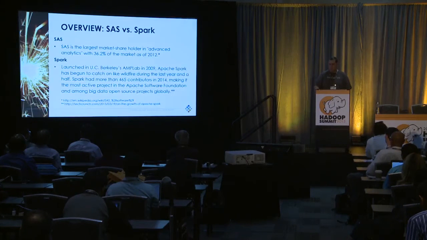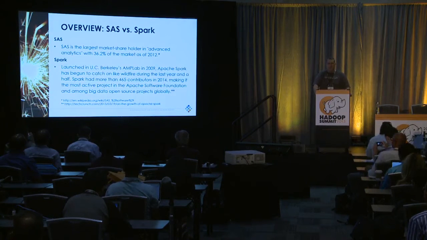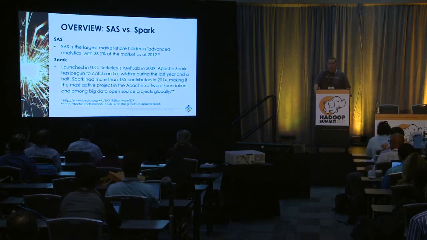So as most of you probably know, if you came to the talk, SAS is the largest market shareholder in advanced analytics, with over 36% market share in 2012, according to Wikipedia. And Spark is definitely the newcomer to the area. But the nice thing is, even though it only started in 2009, it's quickly become the most committed Apache project out there.